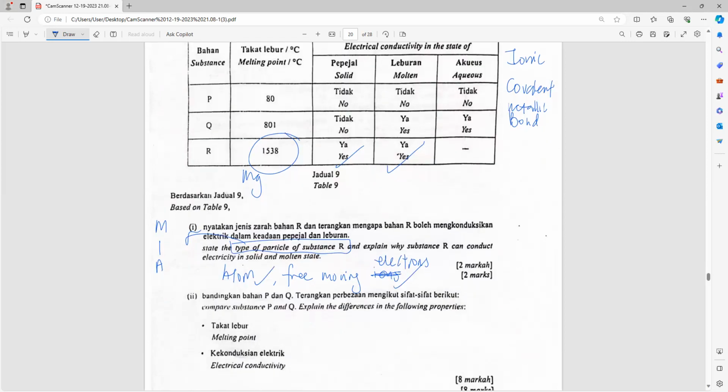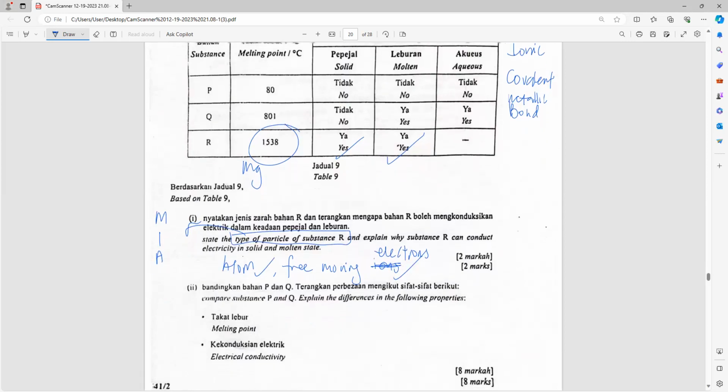Okay, now we're going to compare P and Q. Okay, you tell teacher, P is what? What do you think is P? Ionic bond or covalent bond? Covalent. Very good. It is a covalent. Teacher, why covalent? You look at the melting point, so low, and I cannot conduct electricity. Remember, I told you if it's a bad boy, it's a covalent bond.